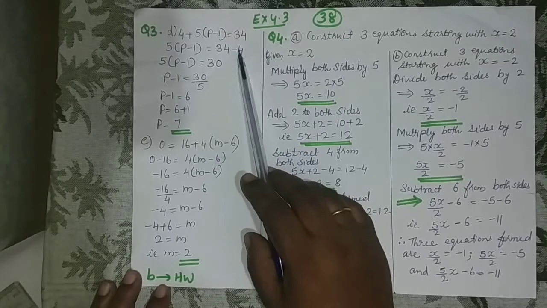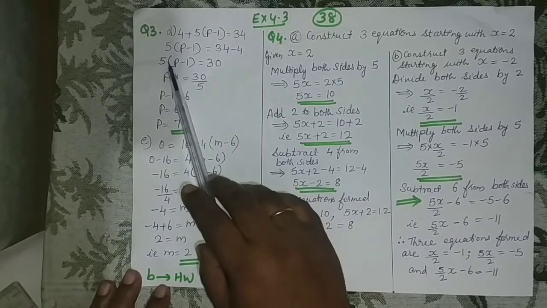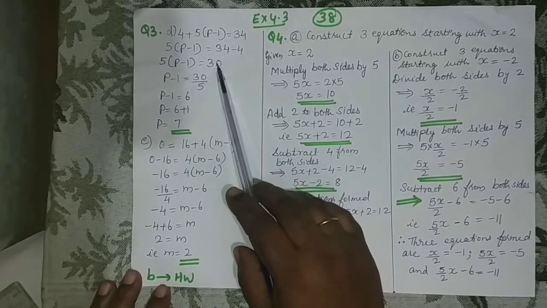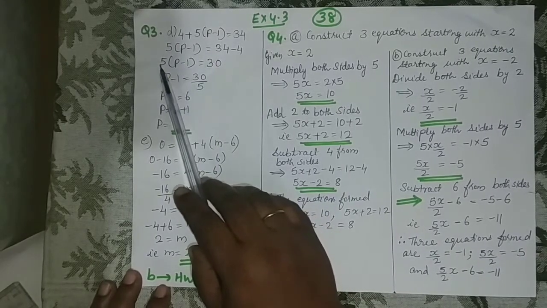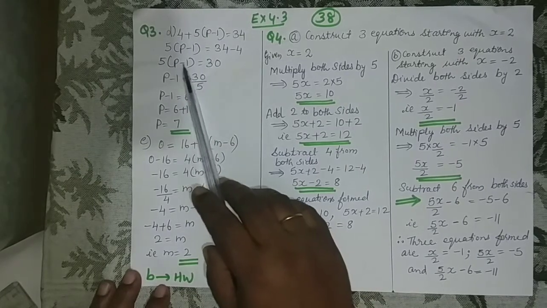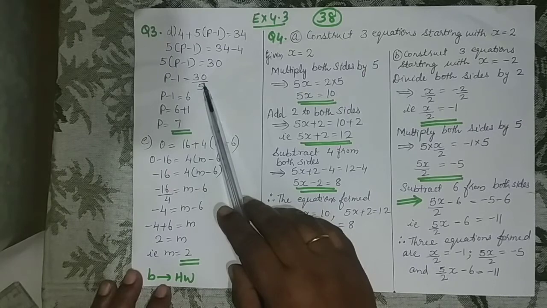Remember, minus 4, how did it come? Plus 4 taken from LHS to RHS. So 5 into (P minus 1) is what? 30. 34 minus 4 is 30. Now 5 is multiplied in LHS. That 5 is taken from LHS to RHS, so it will divide. So what is remaining in LHS? P minus 1.